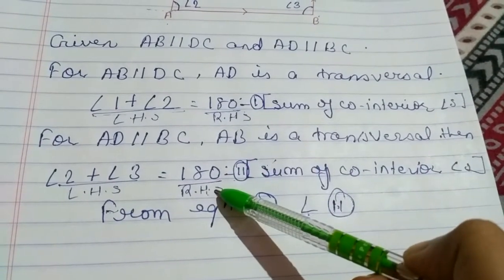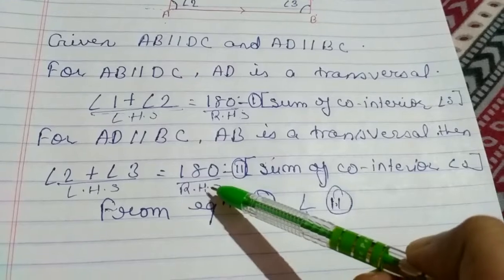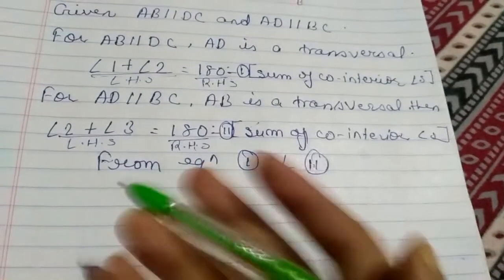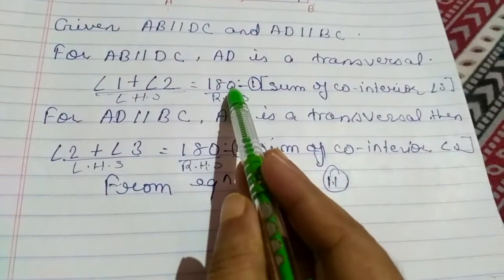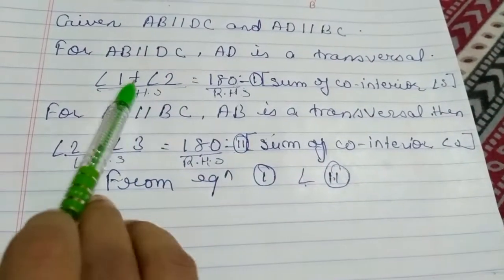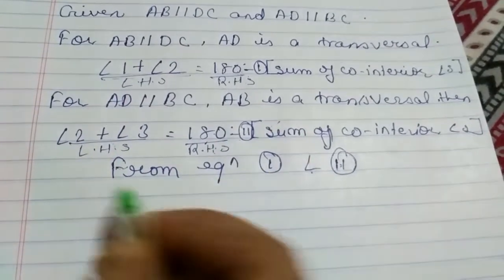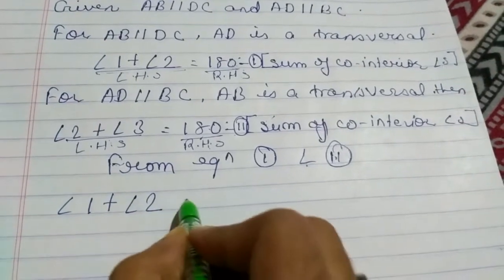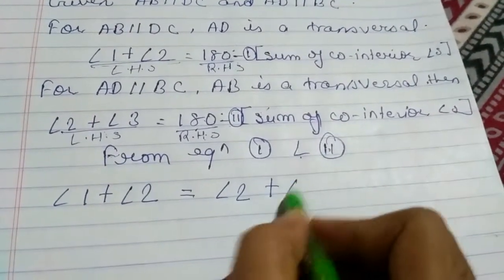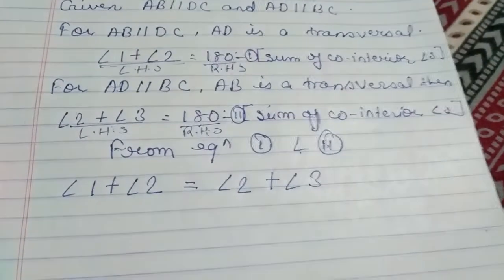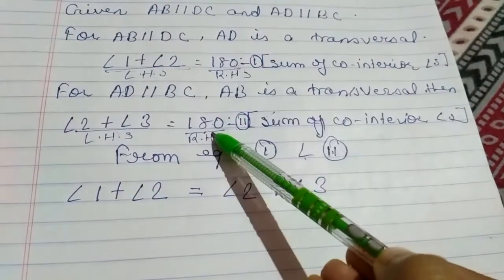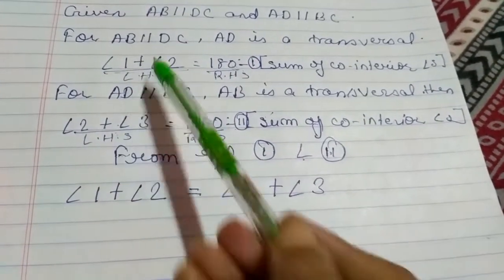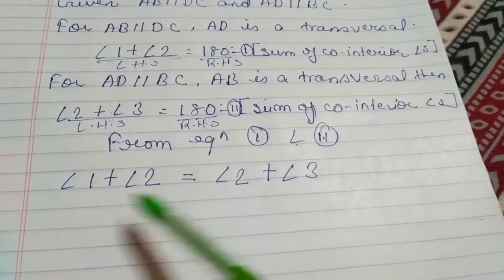If RHS is the same here, then LHS will also be the same. So RHS here is 180, then these will also be the same. So what can you write here? Angle 1 plus angle 2 equal to angle 2 plus angle 3. Understood? We said that when these two are the same, this must also be the same, that means equal. So you can write it like this.